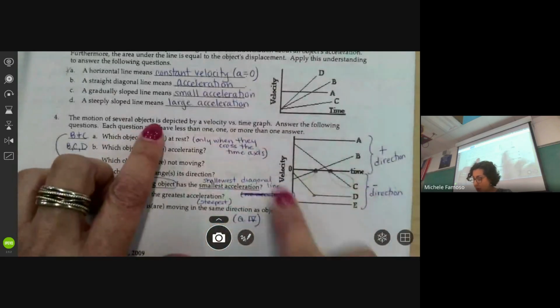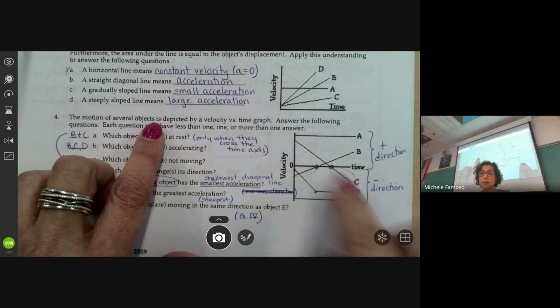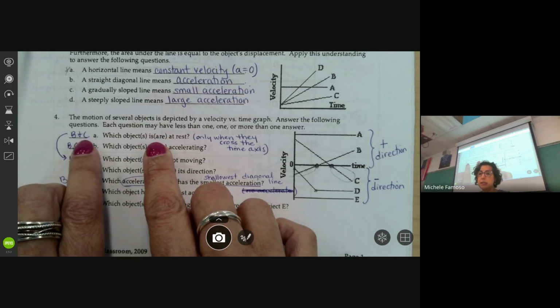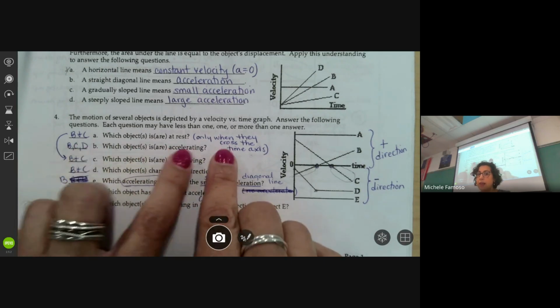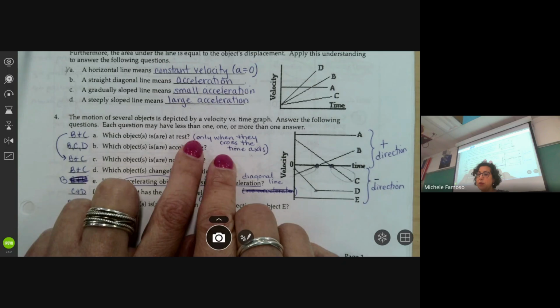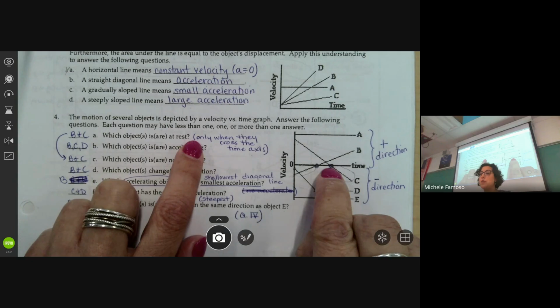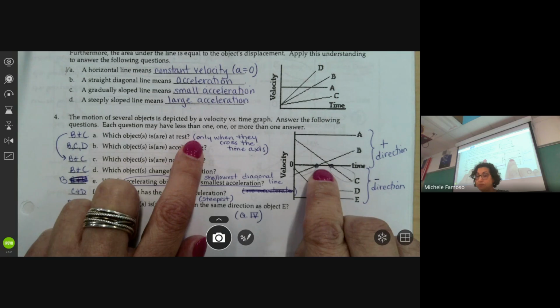Number 4, let's talk about these graphs for velocity time. The objects which are at rest are graphs B and C, but that's only at the times when they are crossing the time axis. So right there and right there is when they are at rest. Everywhere else, they're moving. That's a velocity of 0. 0 velocity means you're not moving.